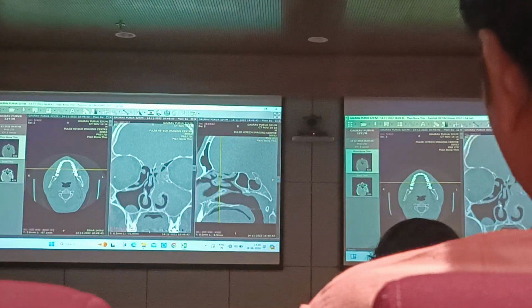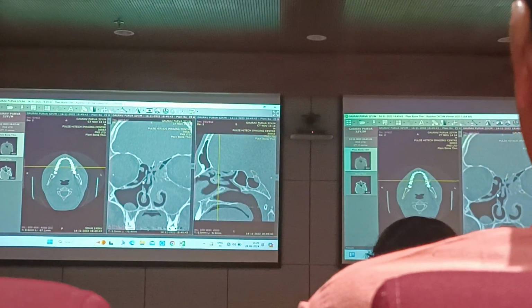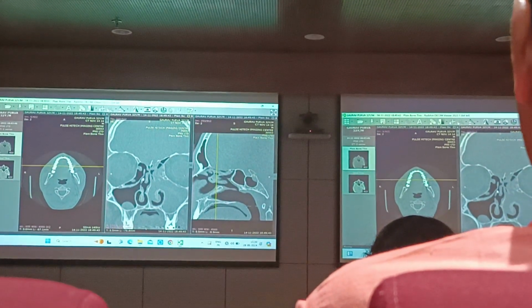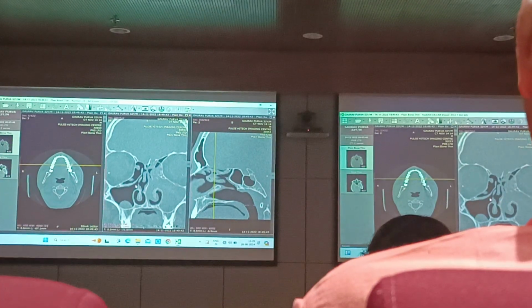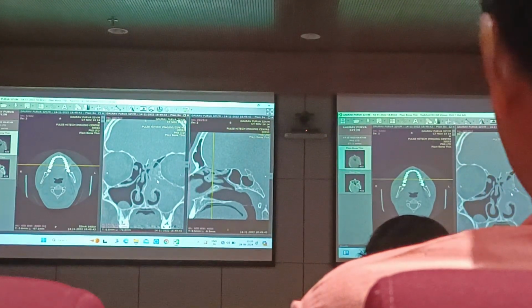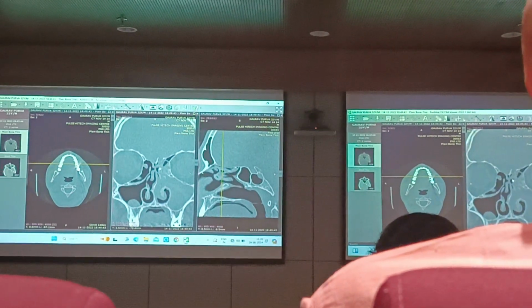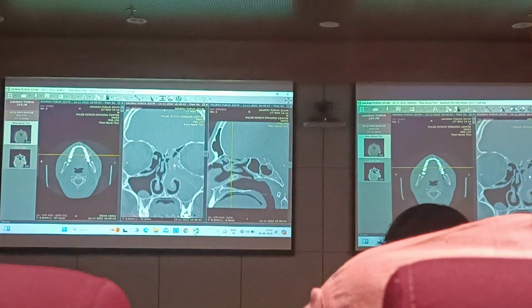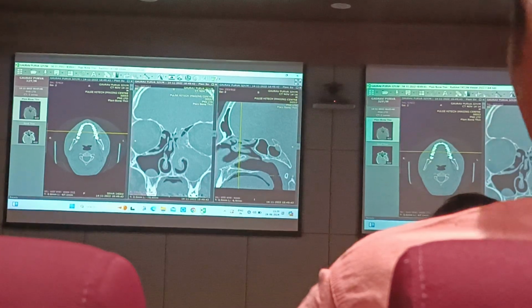That is the uncinate process, and this becomes the drainage pathway for the infundibulum. The right side infundibulum. So the right side maxillary sinus would drain from here. Left side is completely blocked over here. Okay, you can see ethmoidal cells blocked. You can see some amount of haziness over here, right? You can see it looks like whitish stuff.